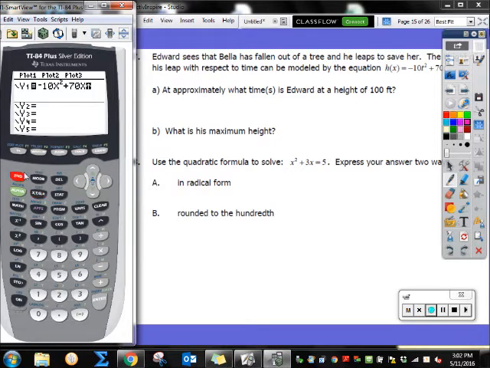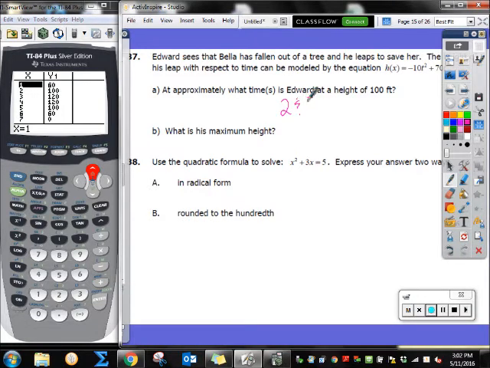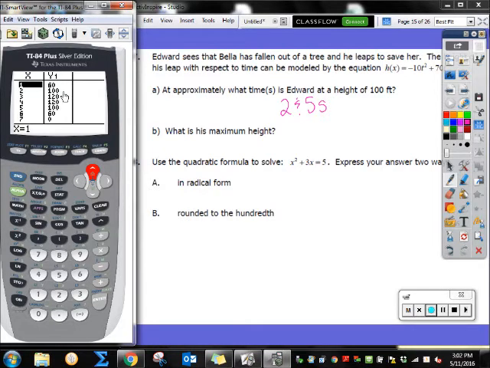And then if you want a specific height, when is Edward at a height of 100 feet, we need to go to the table. So here's our table, and you can see at 2 seconds and at 5 seconds, Edward's at 100 feet. Now here's what I don't want you to do. It says, what is his maximum height? Look here, both of these are 120, but I don't want you to think that's his maximum height.